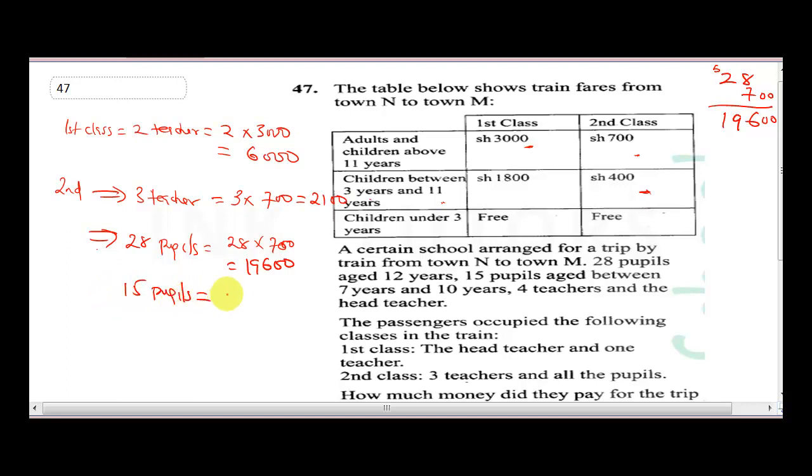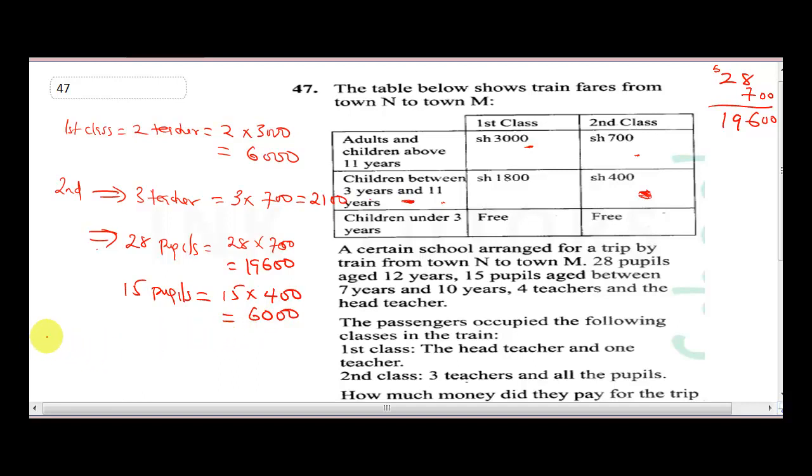Now remember the 15 pupils also joined the second class, and they are aged between 7 years and 10 years. Their age category falls under here because they are between 7 and 10, and 7 and 10 falls here, so that means it will be 400 shillings. So this will be 15 times 400. Now, 15 times 4 will give us 60. Then you put your double zero.